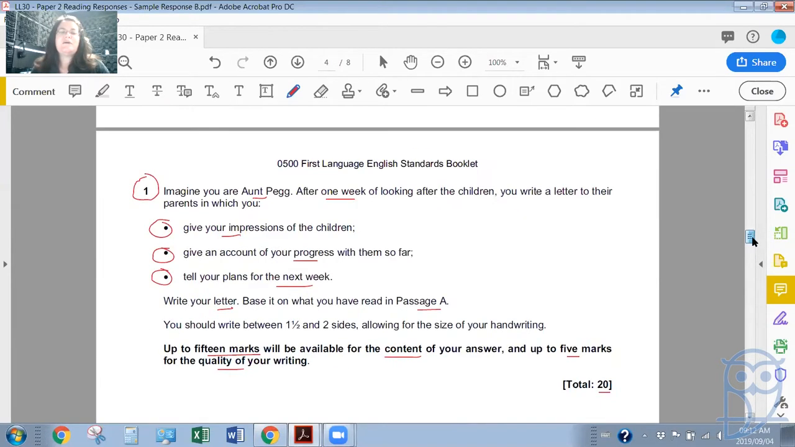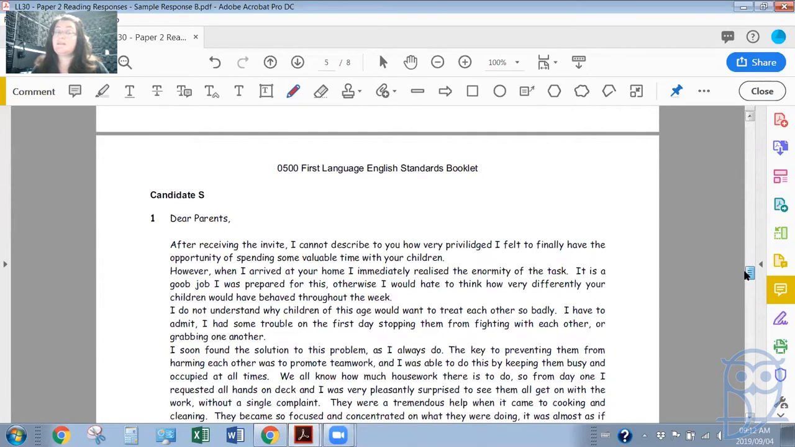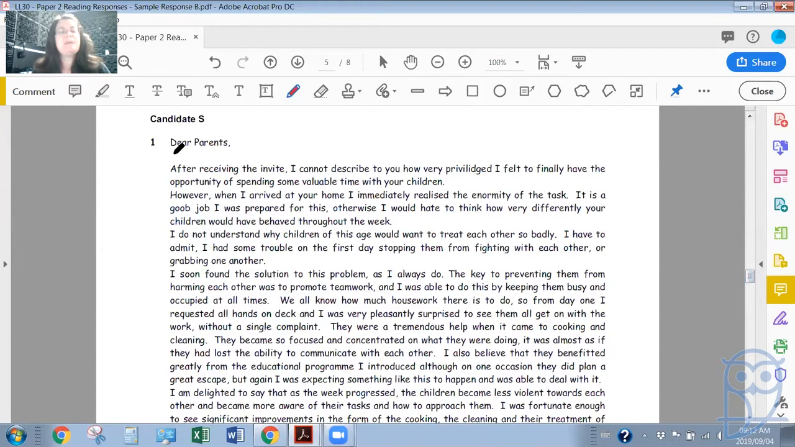So let's look at how the candidate did this first part, where it's writing the letter, what the candidate managed to produce under a time limit.